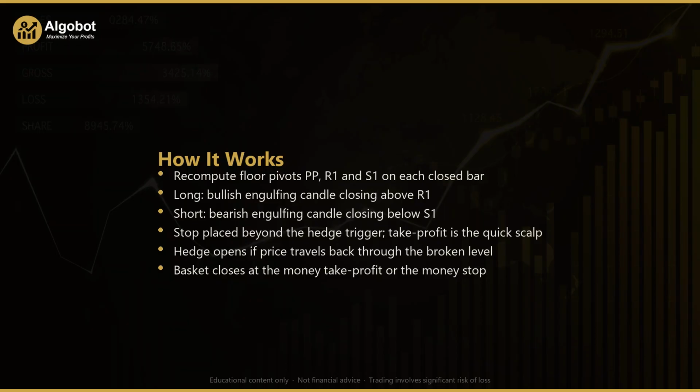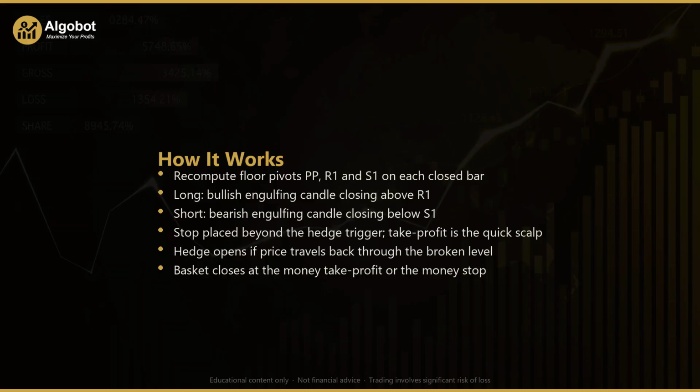First, the levels. On every newly closed bar, the strategy looks back over a set number of candles, 20 by default, set by the pivot lookback parameter. It records the highest high, the lowest low, and the closing price of that block. From these, it computes the classic floor pivots: the central pivot, resistance 1, and support 1. The distance between resistance 1 and support 1 becomes the pivot range, and almost every other distance in the system is measured as a fraction of that range. That's a clever design choice, because it means the strategy scales automatically to any symbol or time frame without hard-coded pip values.